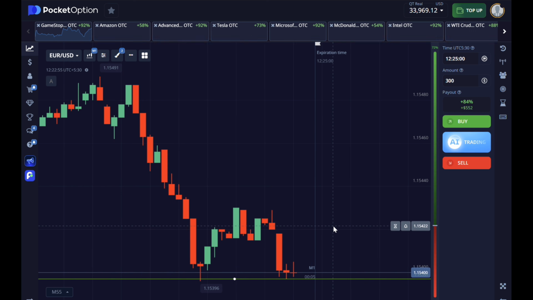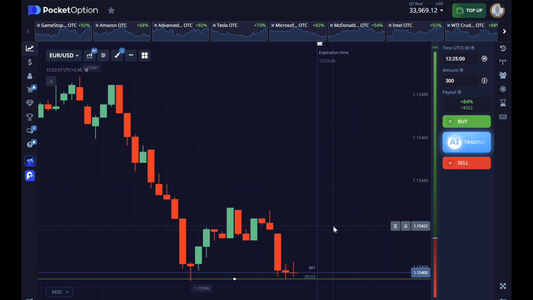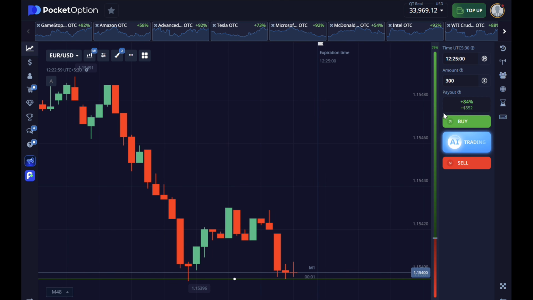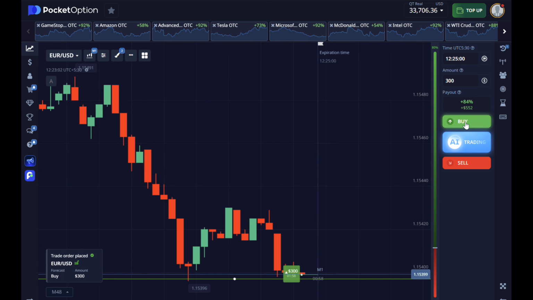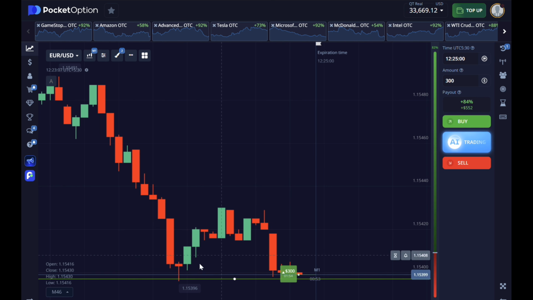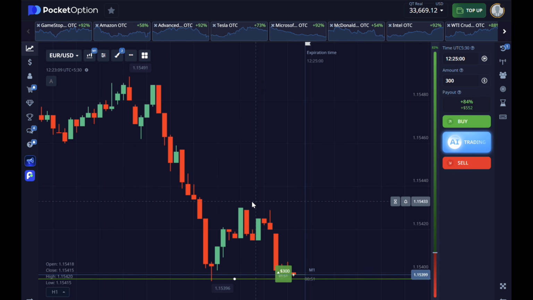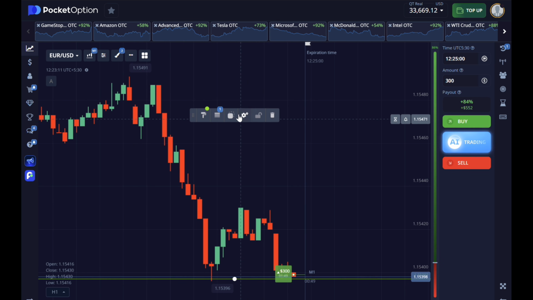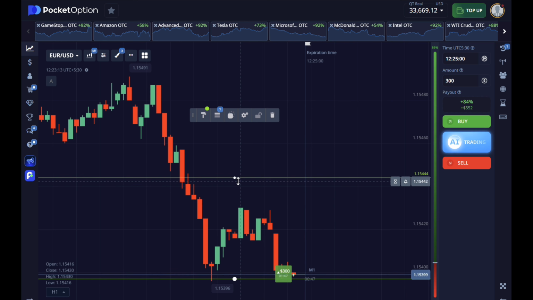So a pretty good double bottom pattern is forming here. So I can place a trade for a green candle. Okay, so I've placed a $300 trade in the upward direction here. Why? Because previously the market has been bullish from here. So there are high chances that the market will remain bullish.